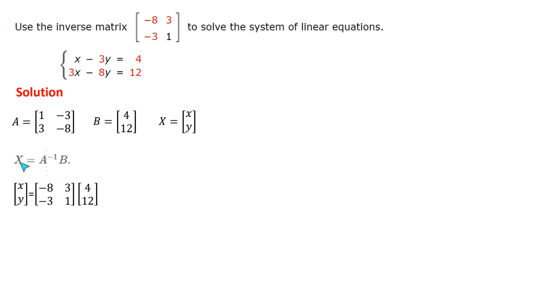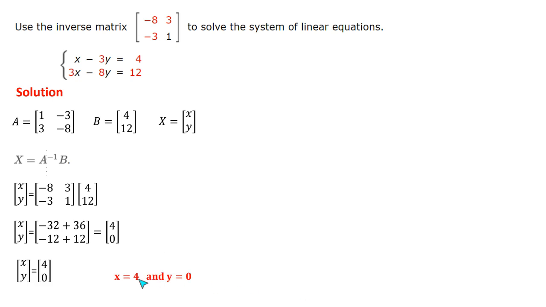But once you know the inverse, then we can set it up with this equation. X is equal to A inverse times B. So X is X and Y is equal to the inverse, which they gave me, times 4 and 12. So now we can multiply this. So we have -8 times 4 is -32, and 3 times 12 is 36. So -32 plus 36 would be 4. And then we have -3 times 4 is -12, and 1 times 12 is +12. So that gives me 0. So my solution here is x equals 4 and y equals 0.